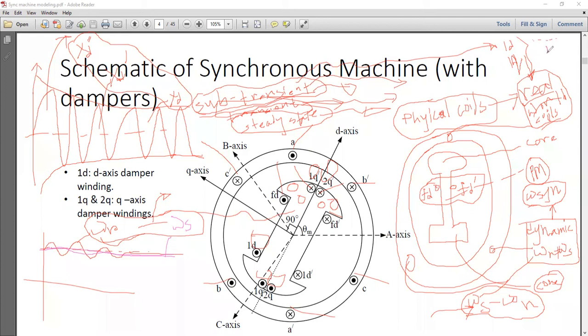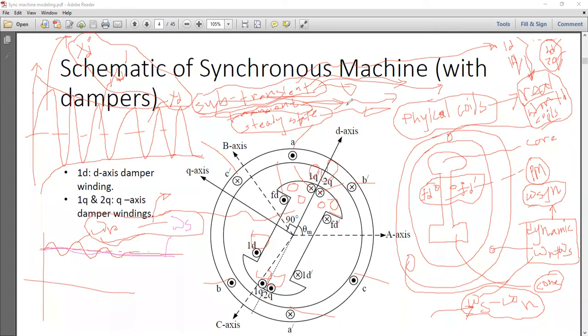So when you go with 2D and 2Q, that means when you go for 3.3, you are able to capture the subtransient dynamics both along the d axis as well as the q axis. Probably the answer is a little bit long, but because there was a question, I had to go through it. So let me summarize.